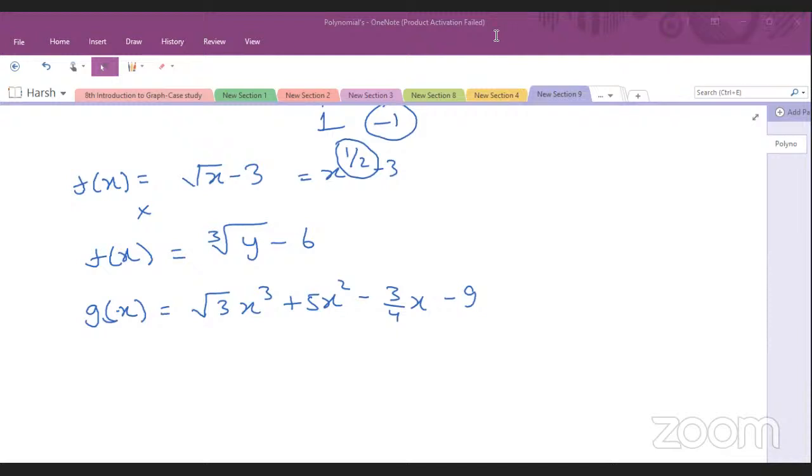Yes, sir. Can you tell me whether this is a polynomial or not? Gx? Gx. No, sir, it's not. Why is it not a polynomial? The 3 by 4 is there. No, sir, it is a polynomial.